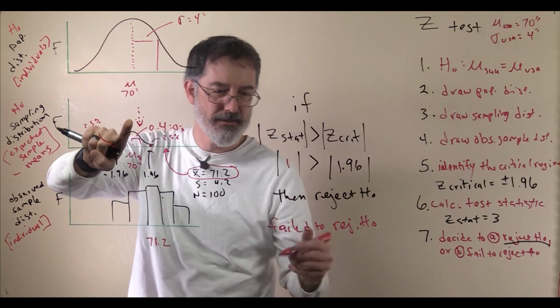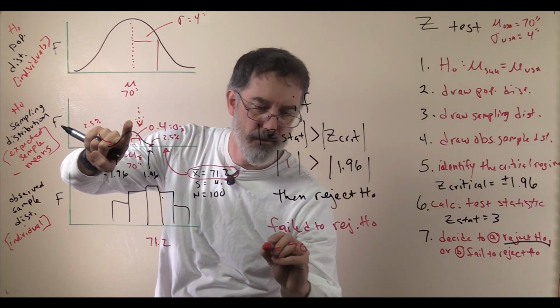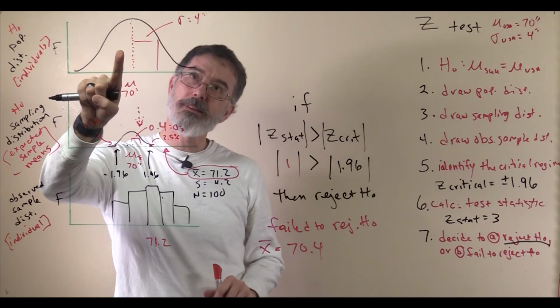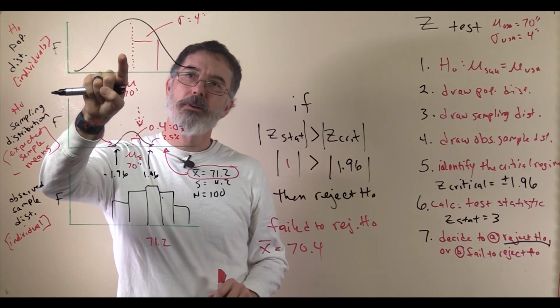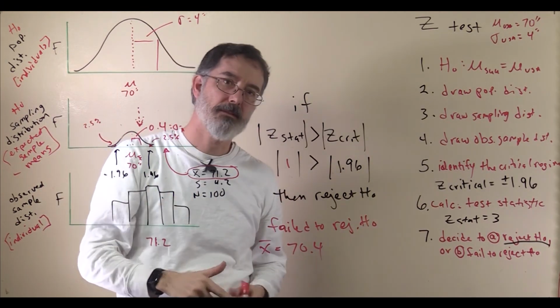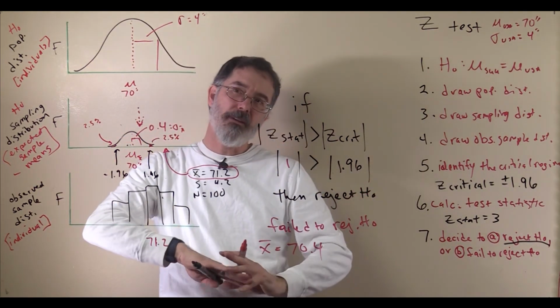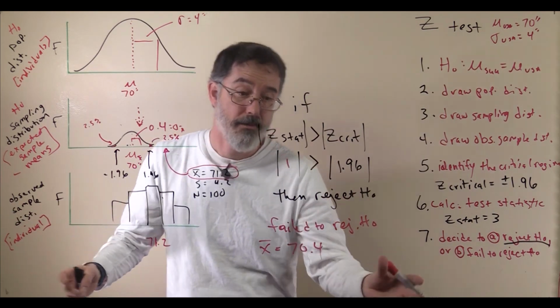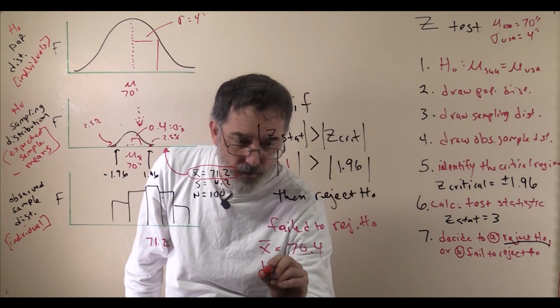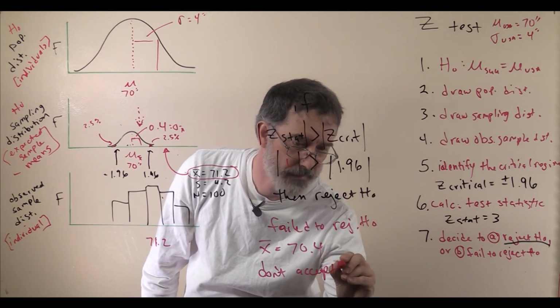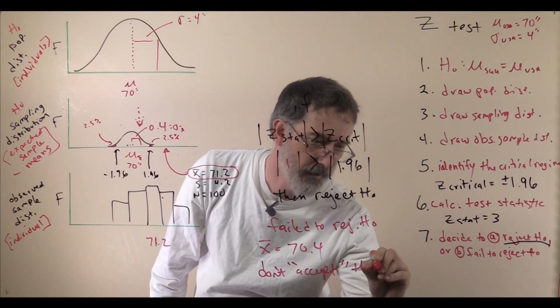That would have been just the kind of sample. Remember the sample mean there would have been 70.4. 70.4 is the kind of sample mean that you expect to get from this population due to random sampling with sample sizes of 100. It's pretty common. So we don't have enough evidence to reject the null hypothesis. You don't do anything like accept the null hypothesis.